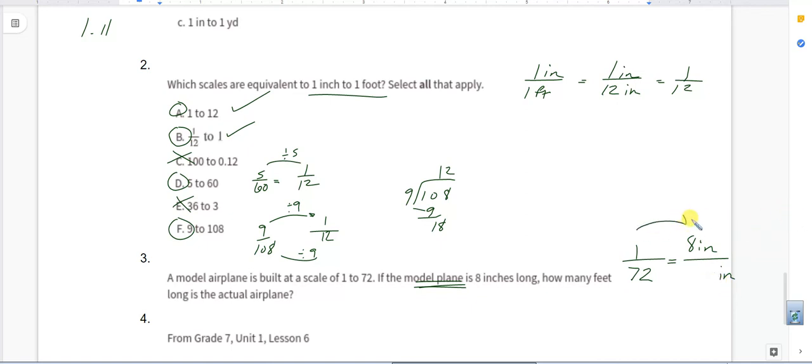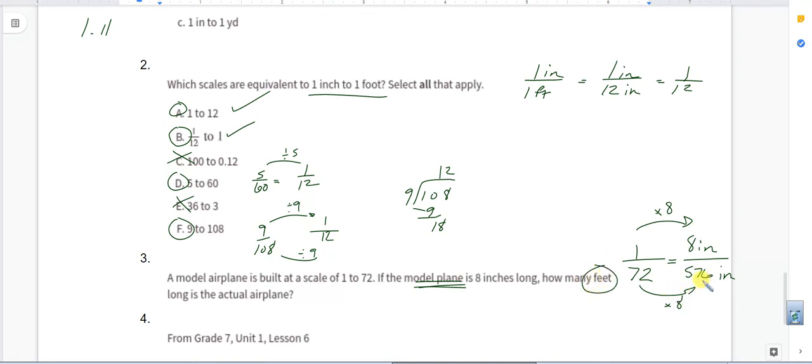We're multiplying by 8 to get to the larger plane, right? So if we do 72 times 8, let me type that in just to make sure we get the right number here. 72 times 8, you get 576. So this is 576 inches on the real plane, but it asks about feet.